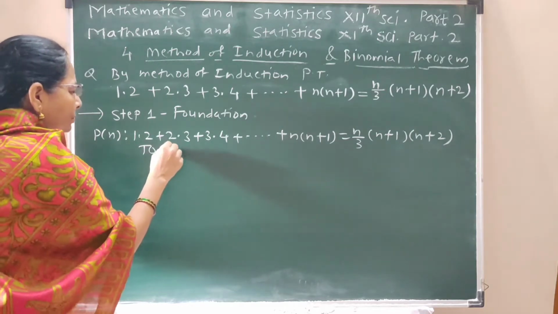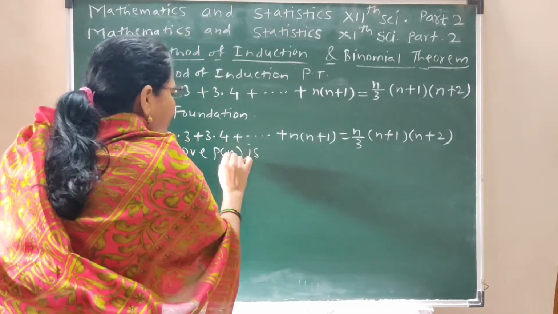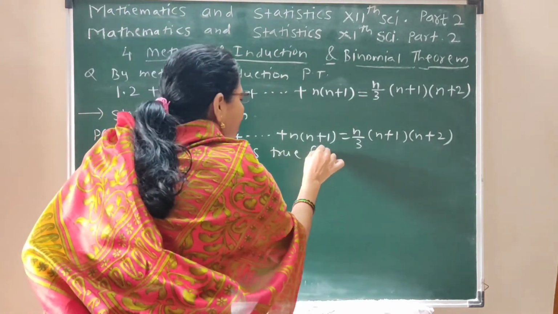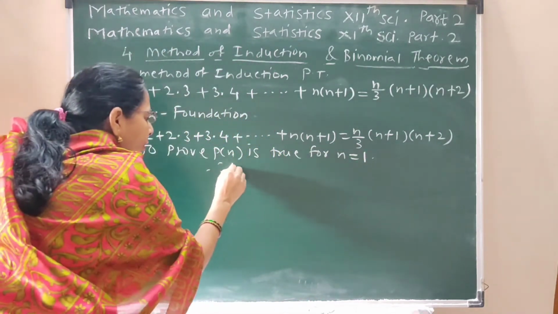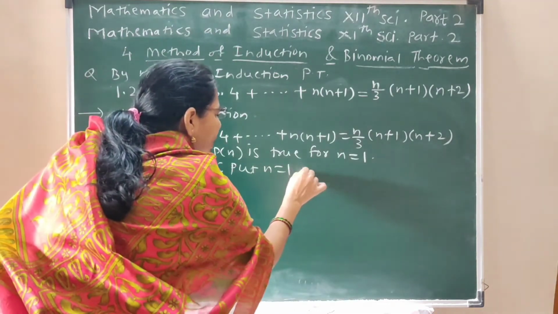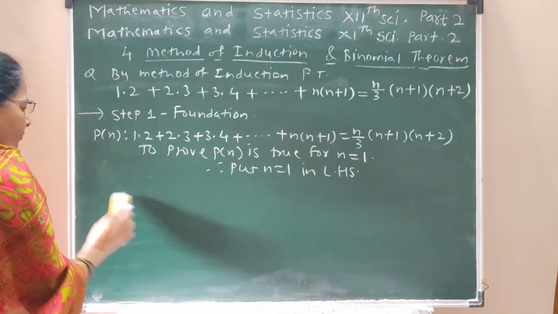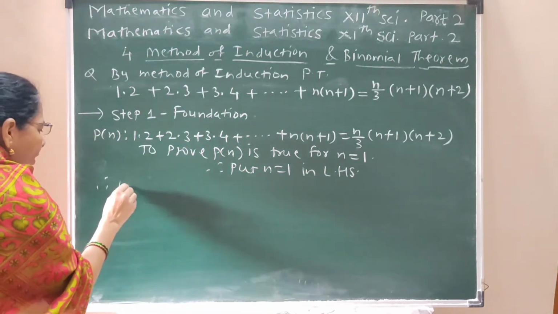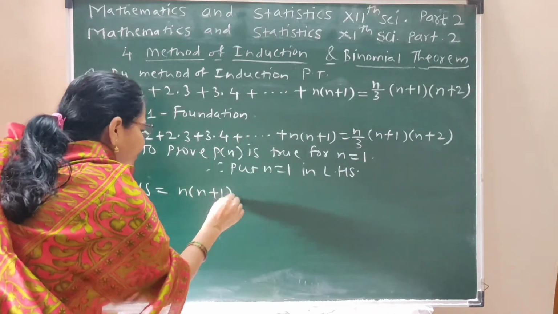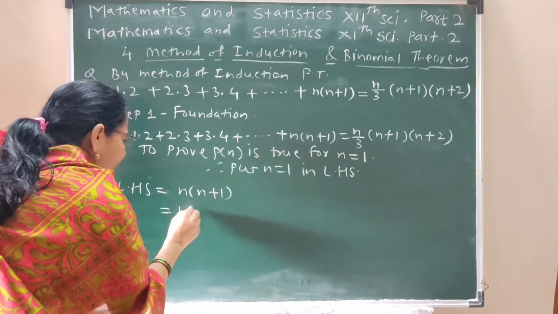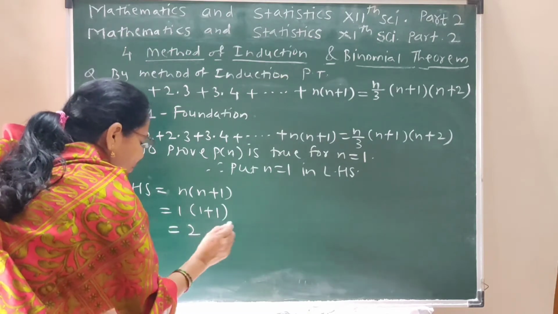To prove Pn is true for n is equal to 1, therefore put n is equal to 1 in LHS. Therefore LHS is equal to n into n plus 1, n is 1, so 1 into 1 plus 1. Now 1 plus 1 is 2, 2 into 1 is 2.